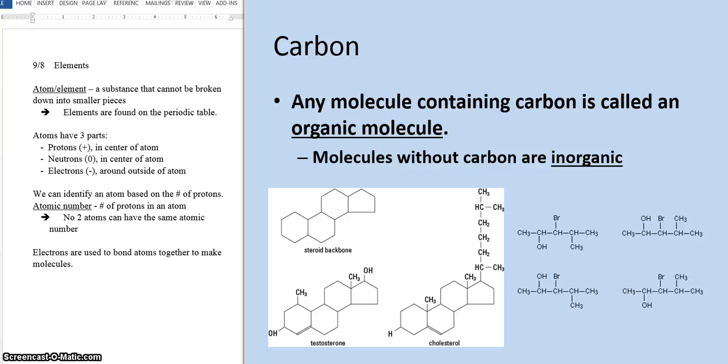Let's talk about carbon though, because carbon is especially important in living things. Any molecule that contains carbon is called organic, or an organic molecule. There's actually a whole branch of chemistry that's just about organic molecules. These molecules are your carbohydrates, your proteins, your DNA. All the important molecules for living things are organic. All of the other molecules in the world are called inorganic because they don't have carbon.